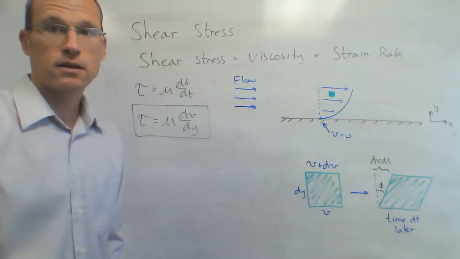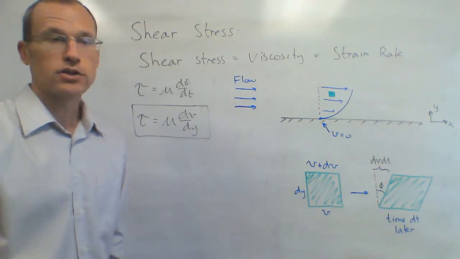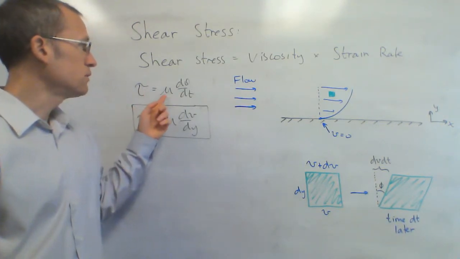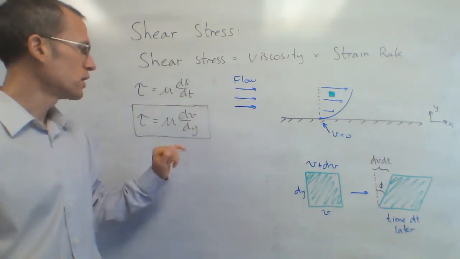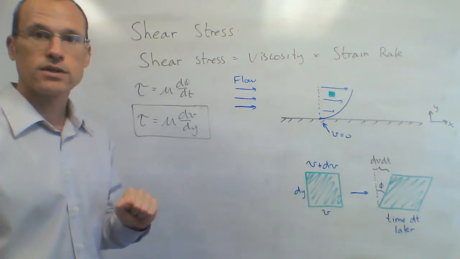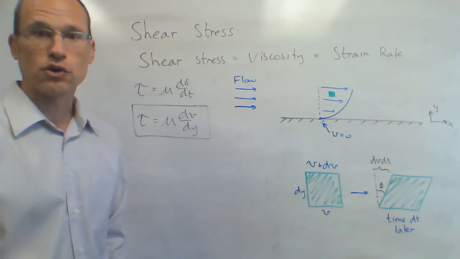So bringing this back to the discussion on shear stress: in fluids, shear stress is defined to be the viscosity times the strain rate. My shear stress tau is the viscosity mu times my strain rate dphi dt, but I know that my strain rate is dv dy. So shear stress in fluids, viscosity times change in velocity over change in height, is how that's generally calculated.